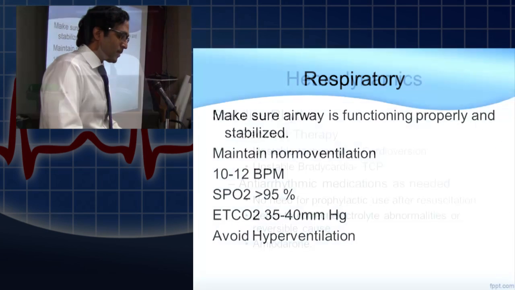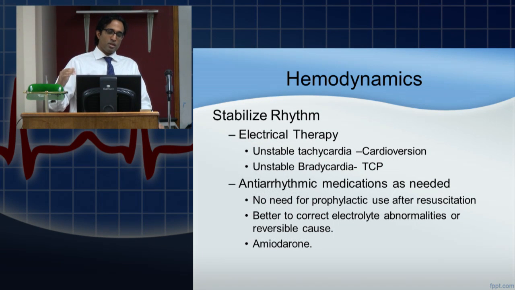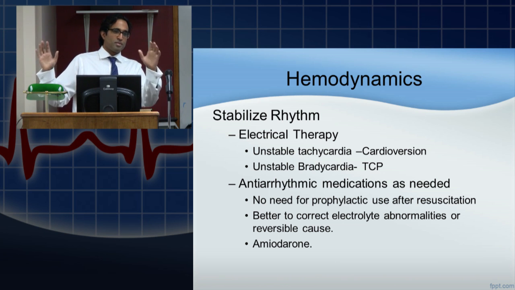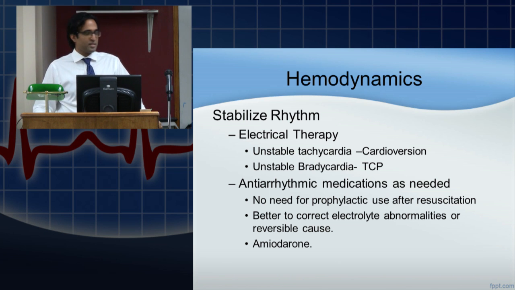The other thing is to stabilize your rhythm, and don't be afraid of cardioverting people. If they're hypotensive and it's really fast and you're not sure what it is, you can shock them. Don't forget about pacing people. I see it a lot too, where they're bradycardic. If they're unstable, go ahead and pace them. Put them down and pace them.